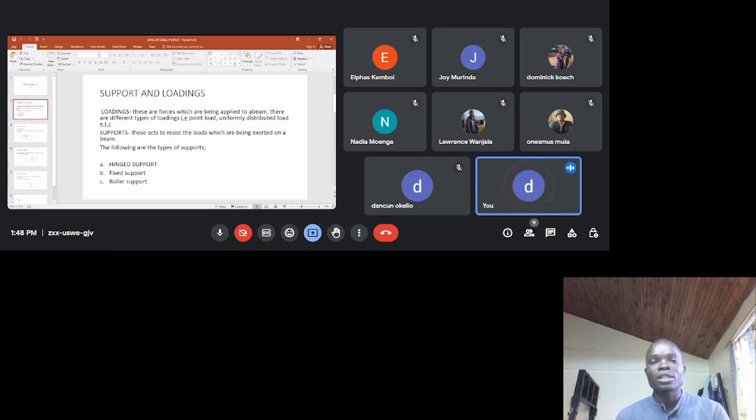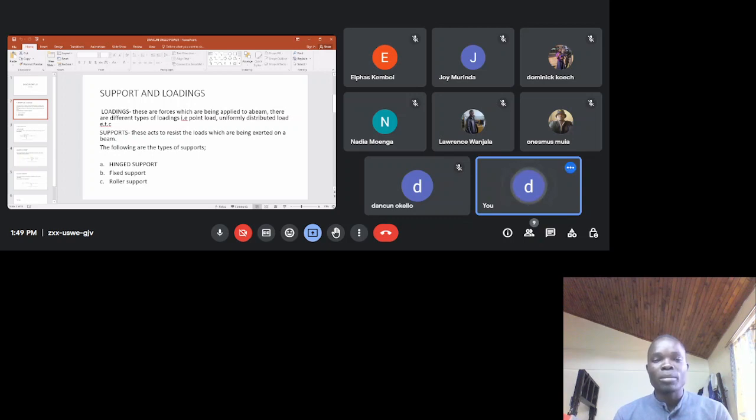These are forces which are applied to a beam, and we have different types of loadings, i.e. we have the point load, uniformly distributed load, uniformly varying load. Those are the loads which are exerted on a beam, because in supports and loadings we are going to deal with only a beam. So that is the definition of loadings.